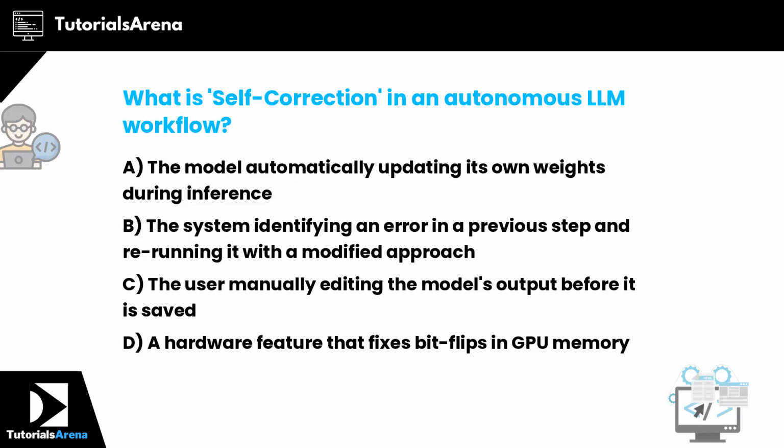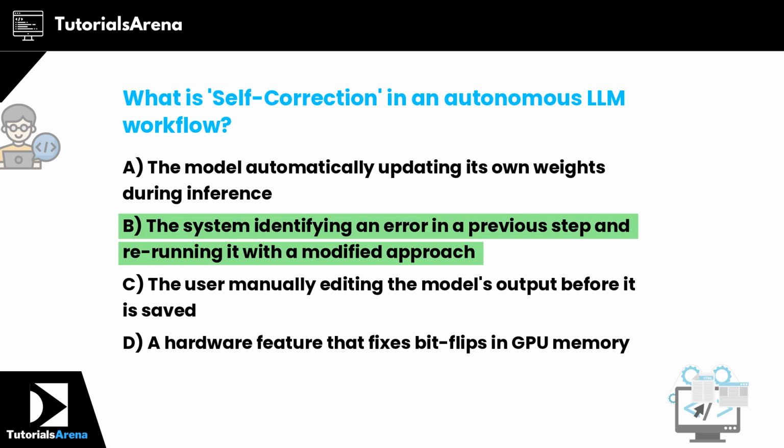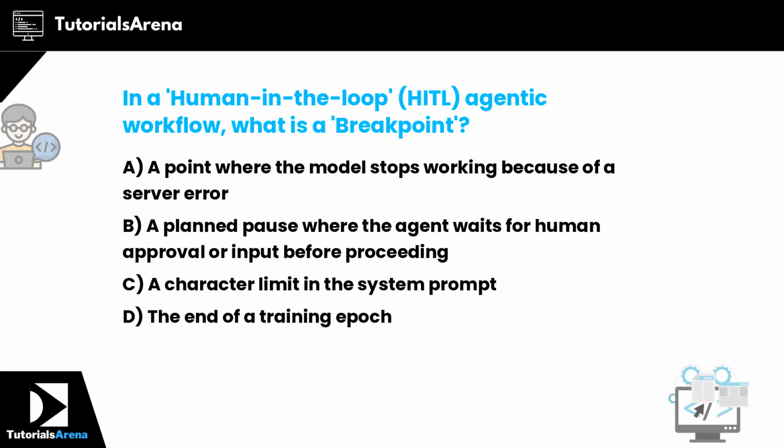What is self-correction in an autonomous LLM workflow? The correct answer is option B. The system identifying an error in a previous step and rerunning it with a modified approach. In a human-in-the-loop (HITL) agentic workflow, what is a breakpoint? The correct answer is option B. A planned pause where the agent waits for human approval or input before proceeding.